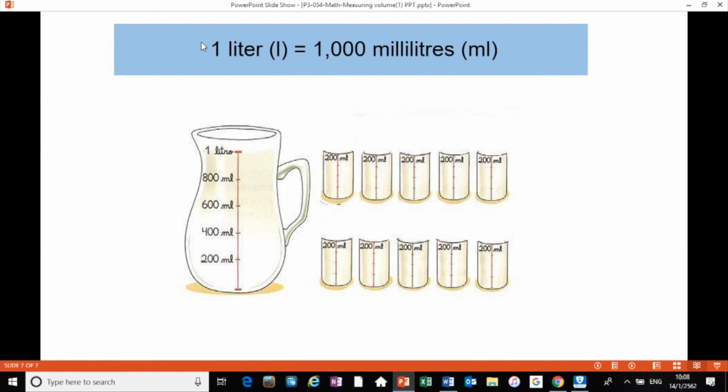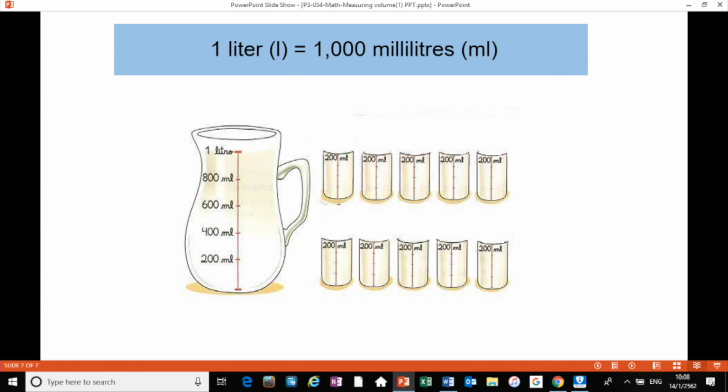This jug, what's the capacity of the jug? 1 liter. And how about these glasses or containers? They hold 200 millilitres. So, the jug holds 1 litre. A glass holds 200 millilitres. How many glasses will it take to fill the jug?